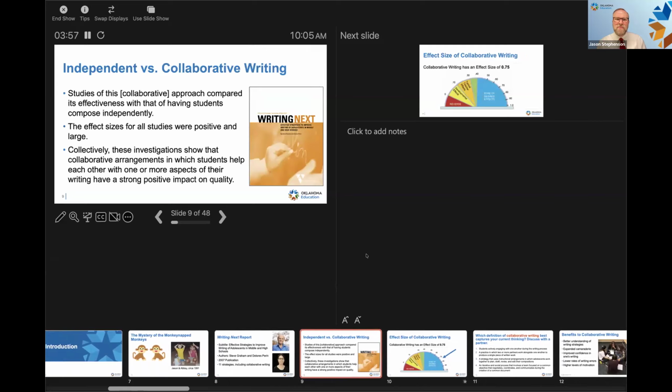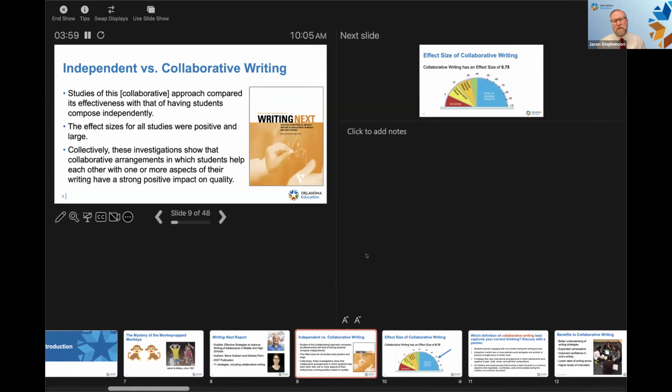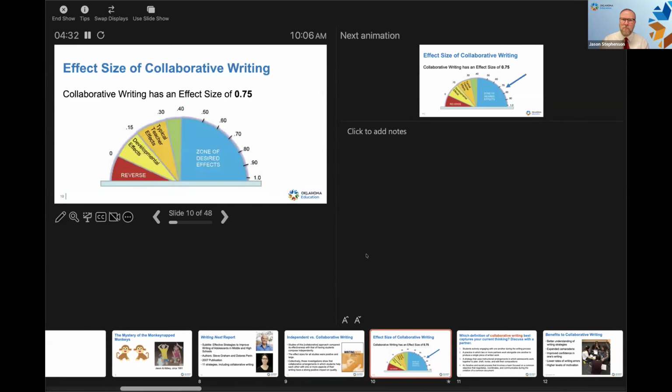And so in this report, they make the claim that studies of collaborative writing compared its effectiveness with that of students who wrote independently. And every single time, studies showed that when students write together collaboratively in some way, it's more effective. So whenever teachers can arrange for students to either plan writing or write together or edit or revise with one another, there's a strong positive impact on the quality of the student work.